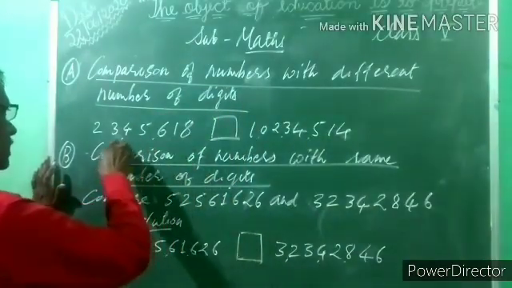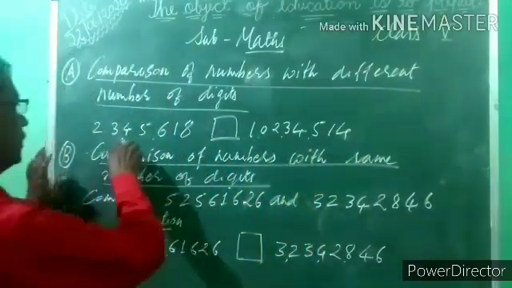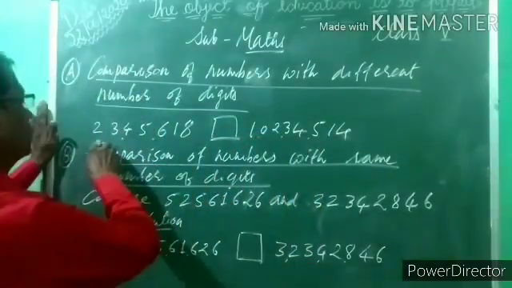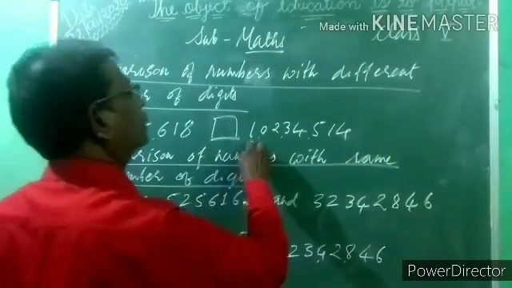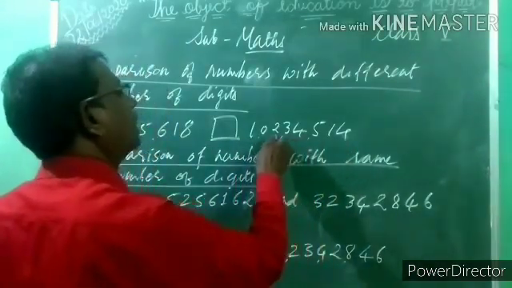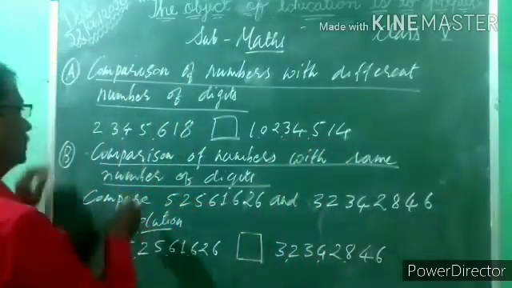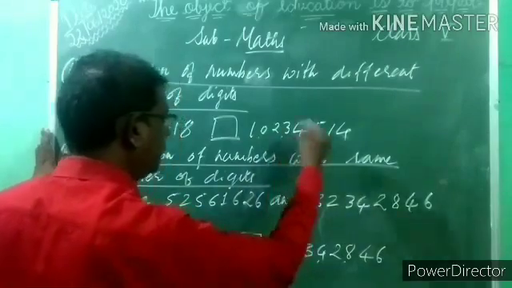For example, in this example, how many digits does the number have? 1, 2, 3, 4, 5, 6, 7. Here 1, 2, 3, 4, 5, 6, 7, 8. Now here is a 7 digit number and this one is an 8 digit number. How to read? 23 lakh 45,618. Here, ones, tens, hundreds, thousands, ten thousands, lakh, ten lakh, crore: 1 crore 2 lakh 34,540. Now this is a 7 digit number on the left hand side and an 8 digit number on the right hand side.